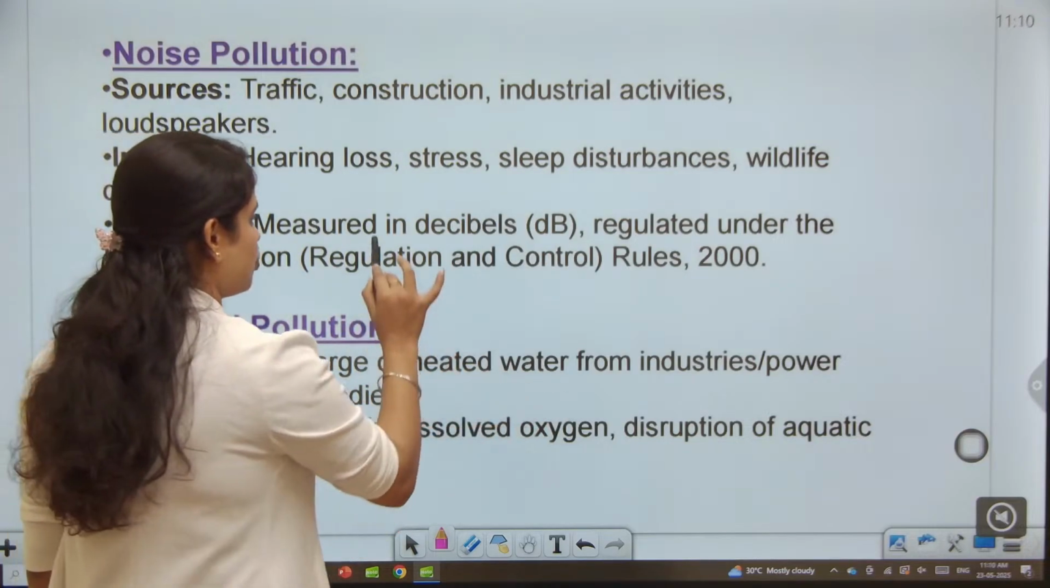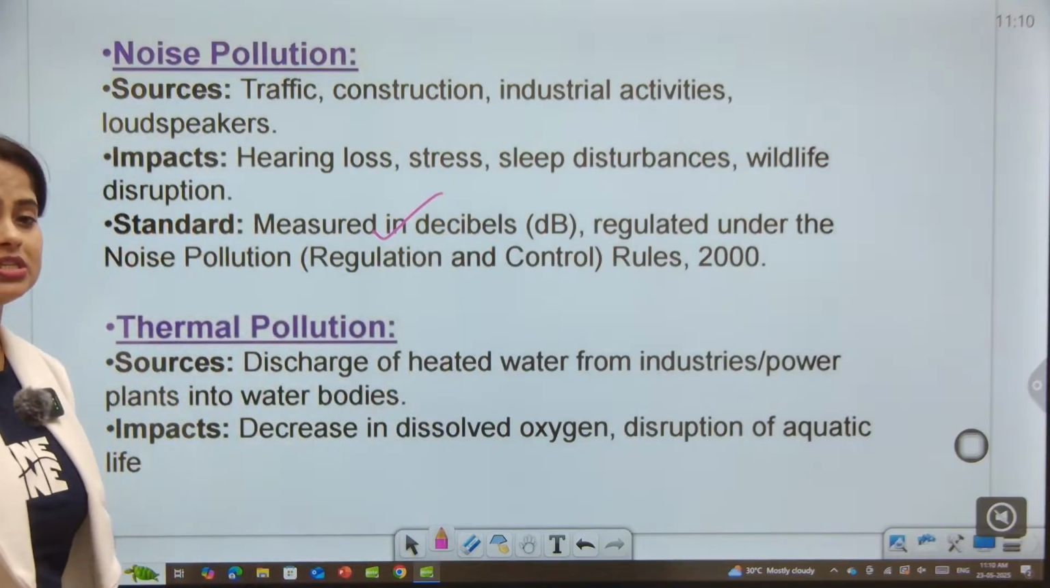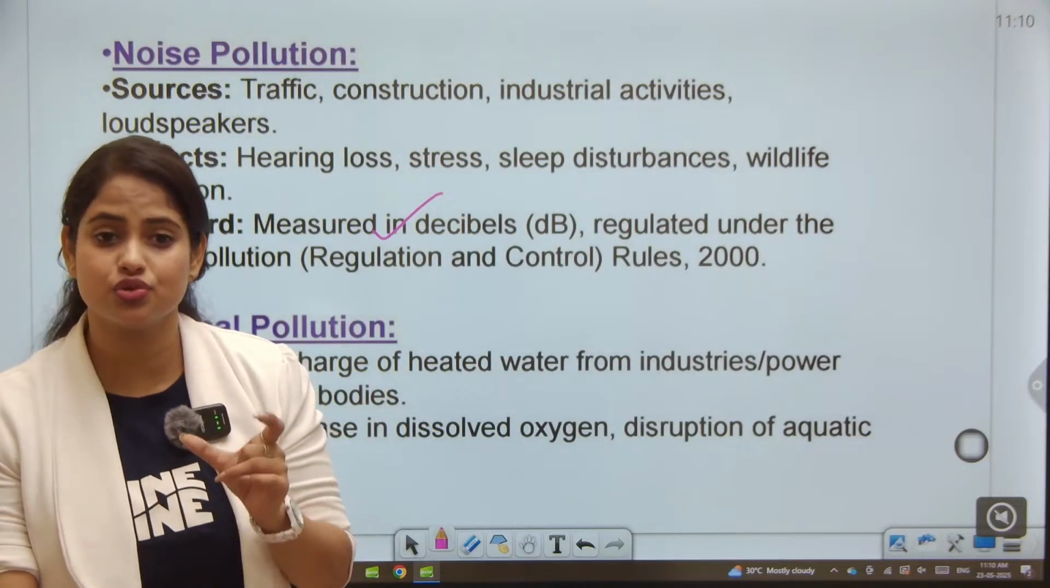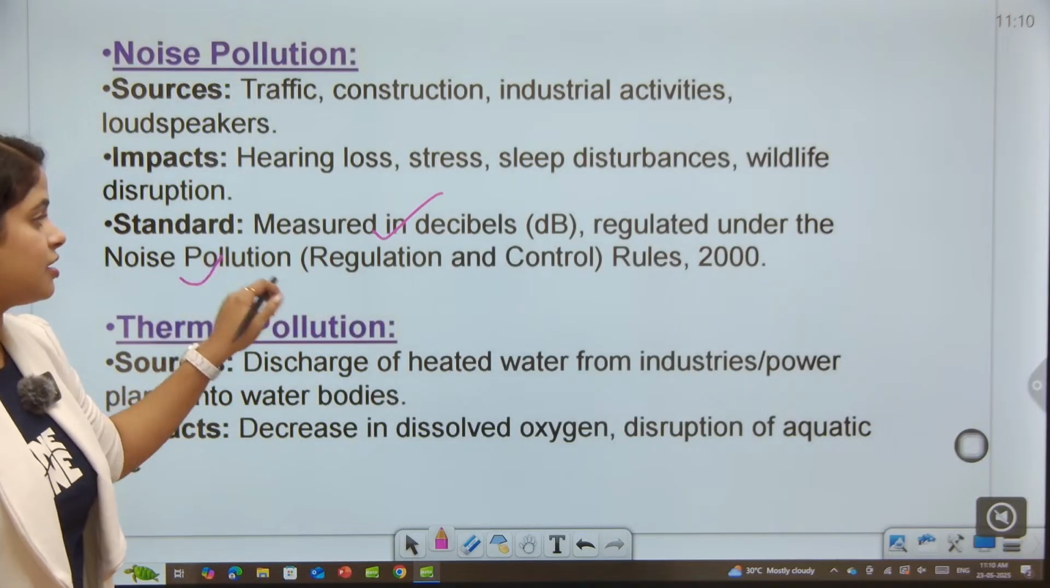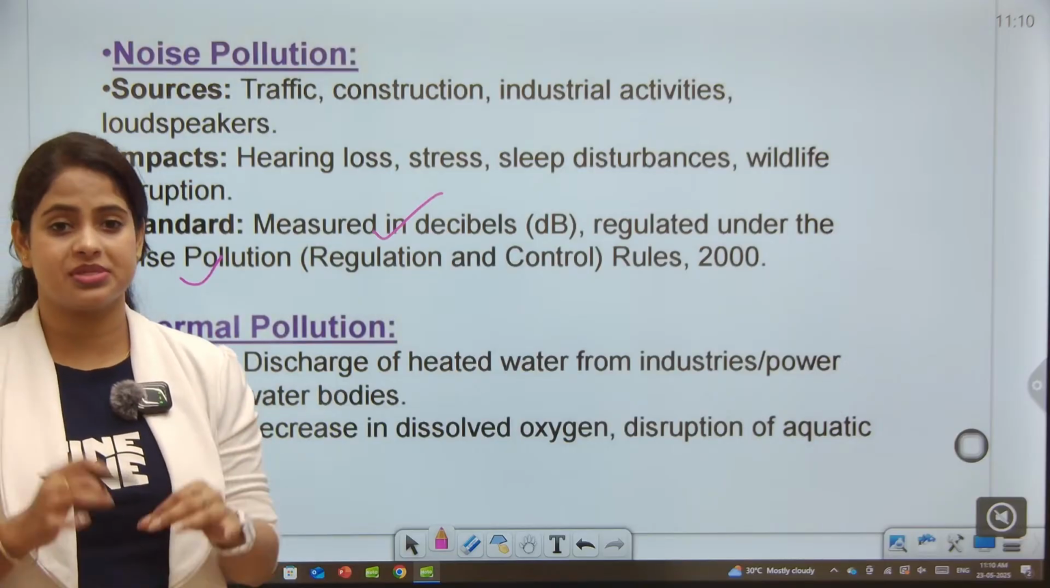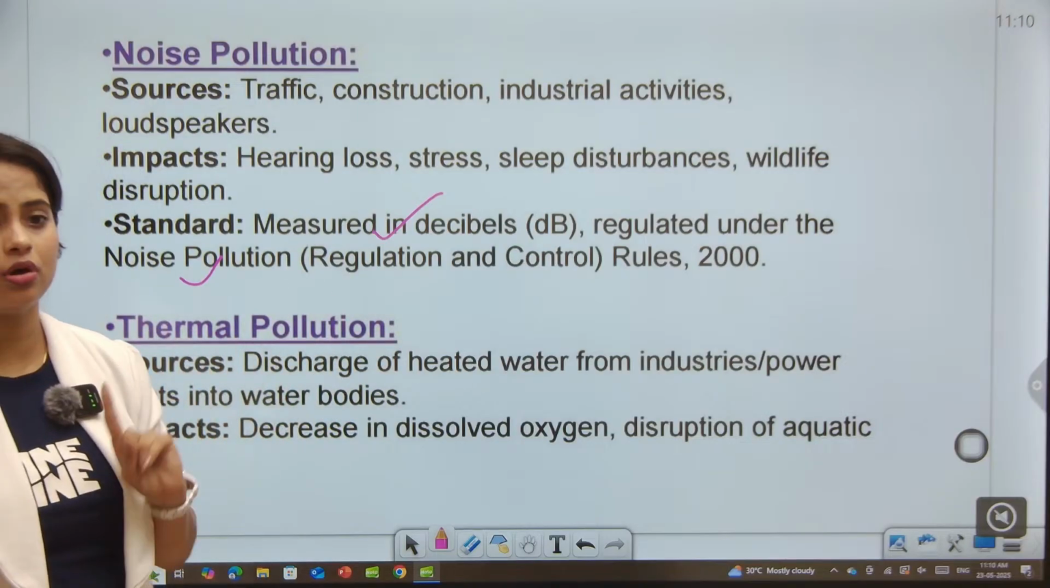What is the standard, guys? See, this is also important, it is measured in decibel. Noise pollution is measured in the unit decibel. It is regulated under the Noise Pollution Regulation and Control Rules 2000. That is also important. Keep it in your mind.